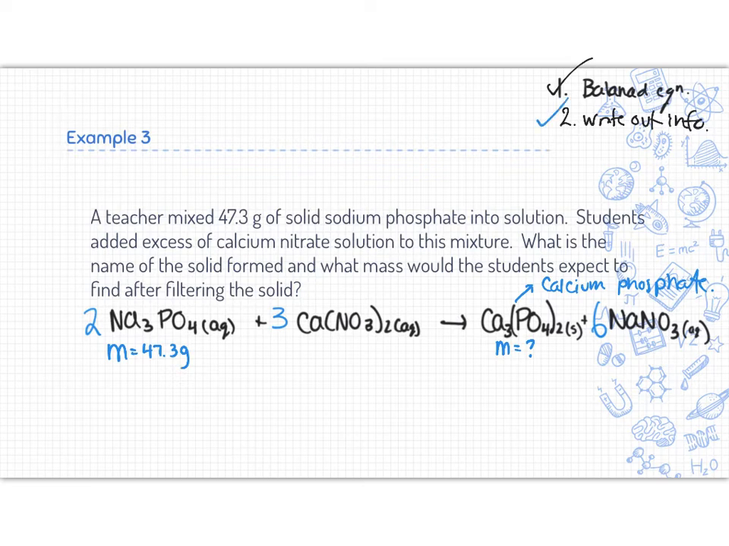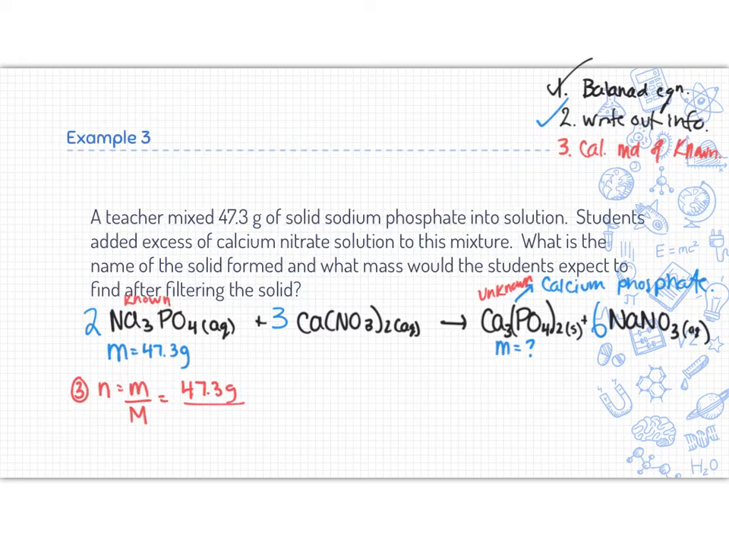All right, so we've written out our information. Our third step is to calculate moles of our known. In this case, our known is sodium phosphate because I have information about it. My unknown is the one with the question mark every time, and that is calcium phosphate. To calculate moles of my known, I'm going to use the same formula as we did last time. n is equal to little m over big M. So 47.3 grams divided by, we need to calculate sodium phosphate's molar mass.